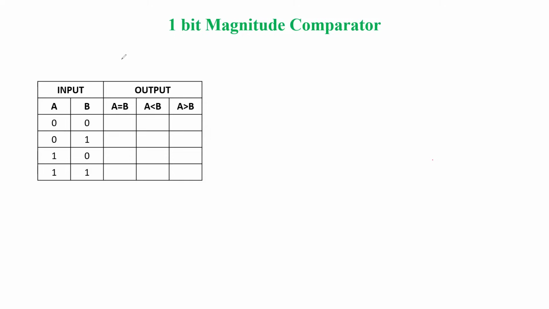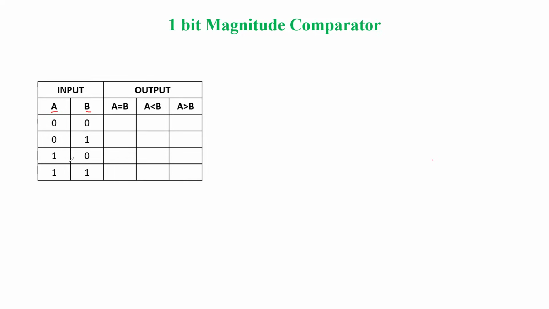Hello, now I'm going to discuss the magnitude comparator. For that, first of all, I have taken an example where we are going to compare two numbers which have only one bit. So A is one number and B is the other number. So now we have a total of two bits. With the help of two bits, we have taken the possible combinations here.